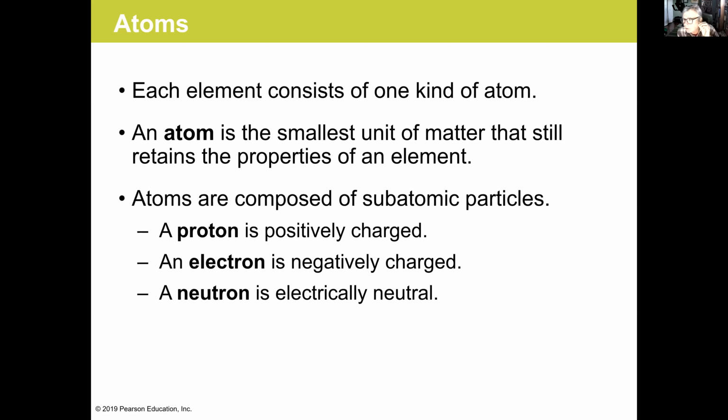And remember, elements are defined by how many protons they have in their nucleus. That's what those atomic numbers mean. Hydrogen has 1 proton, so it's atomic number 1. Helium has 2 protons, it's atomic number 2. Carbon has 6 protons, so it's atomic number 6, and so on and so forth.